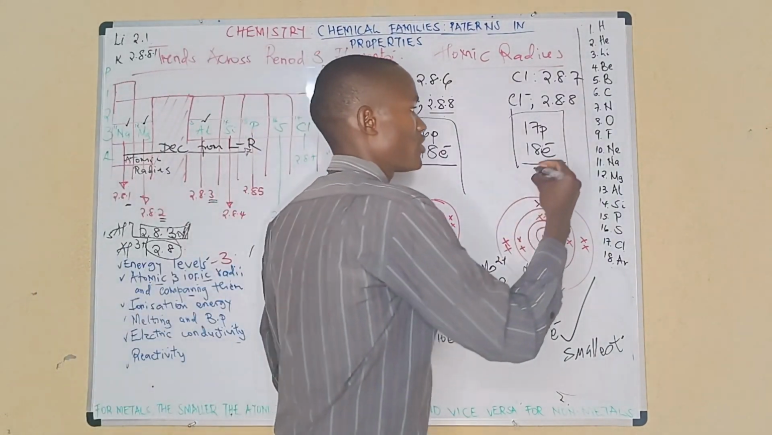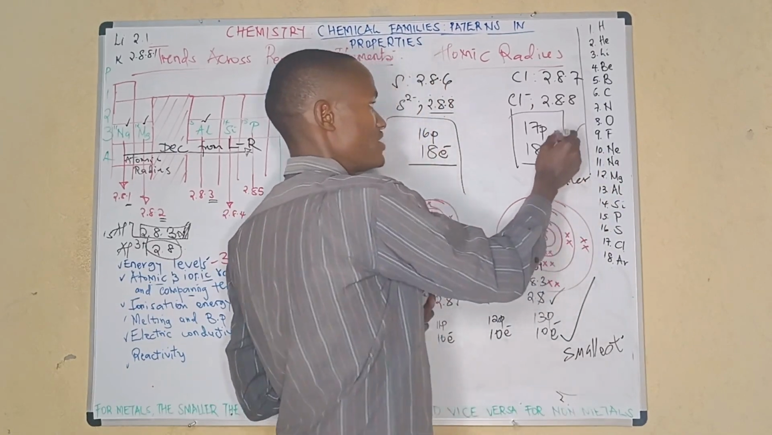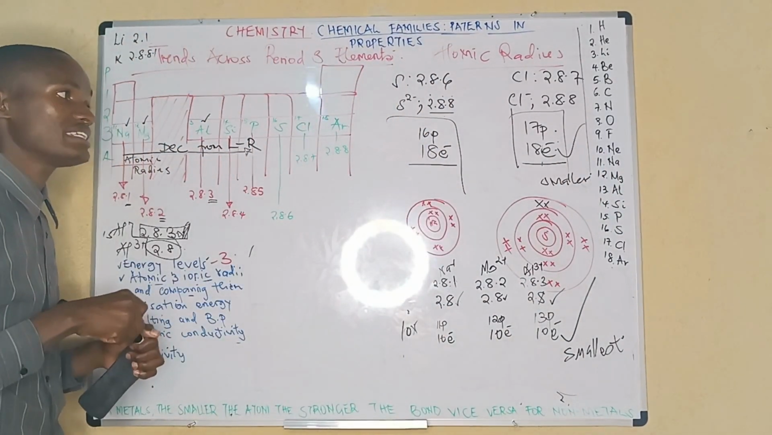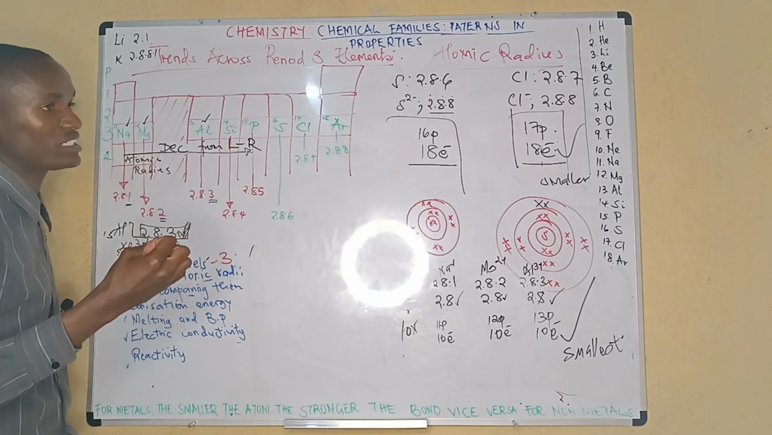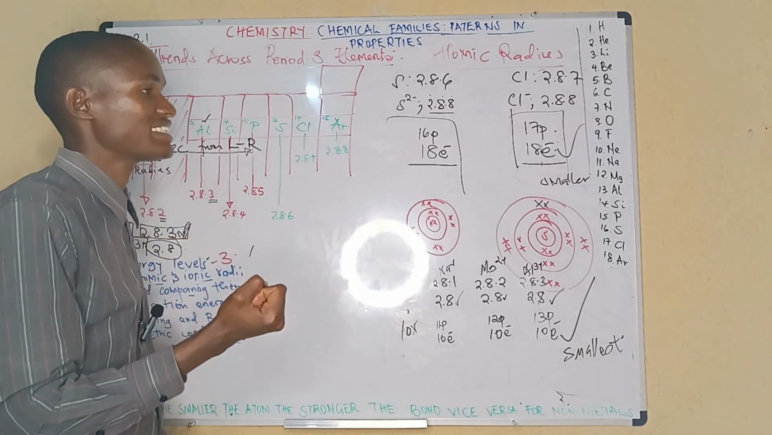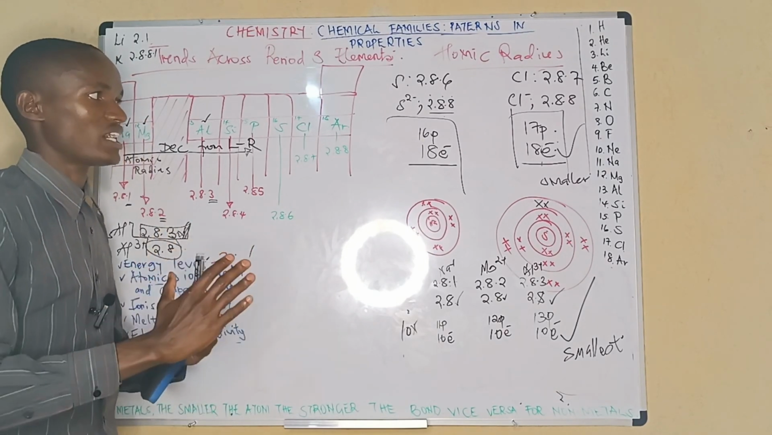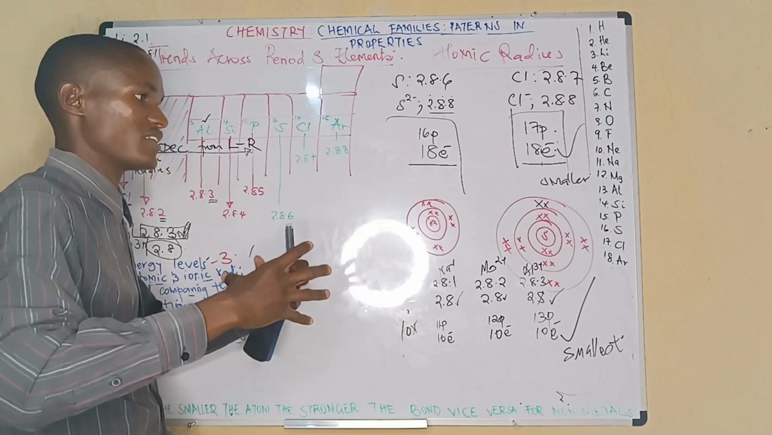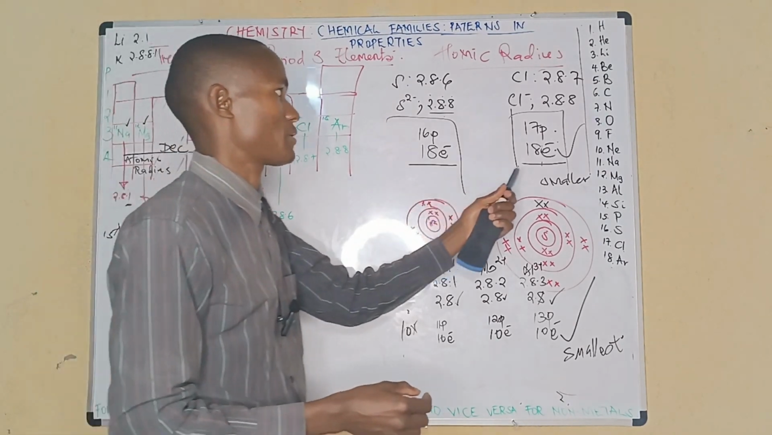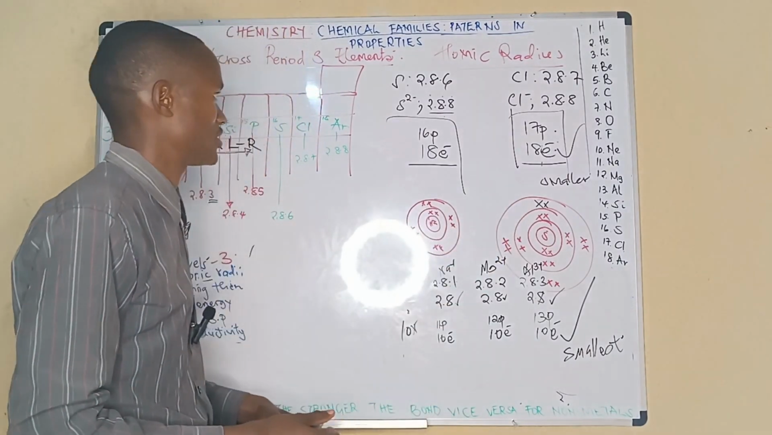This one will be smaller because the nuclear charge will be higher. A higher nuclear charge simply means the electrons are pulled more to the nucleus, and since they are pulled more, it means that they are closer. And once they are closer, the size of that ion or atom becomes very small. This one is smaller, and it is that of chlorine.